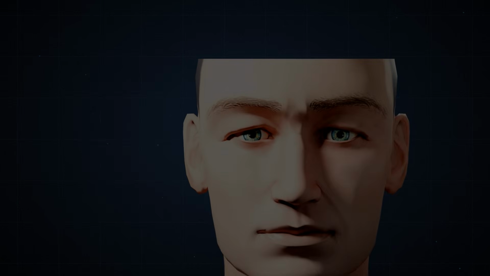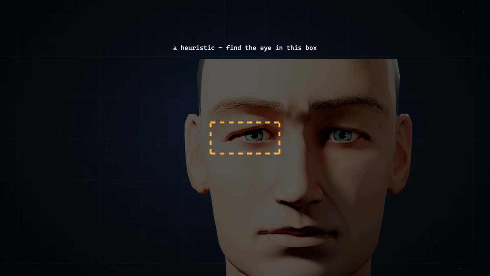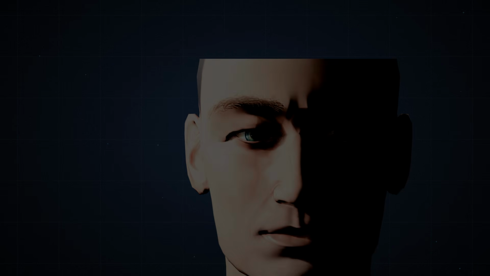Start with the obvious fix. To find an eye, search the box where an eye should be, and take the darkest spot. On a clean, front-facing photo, it works. Then the real world shows up.